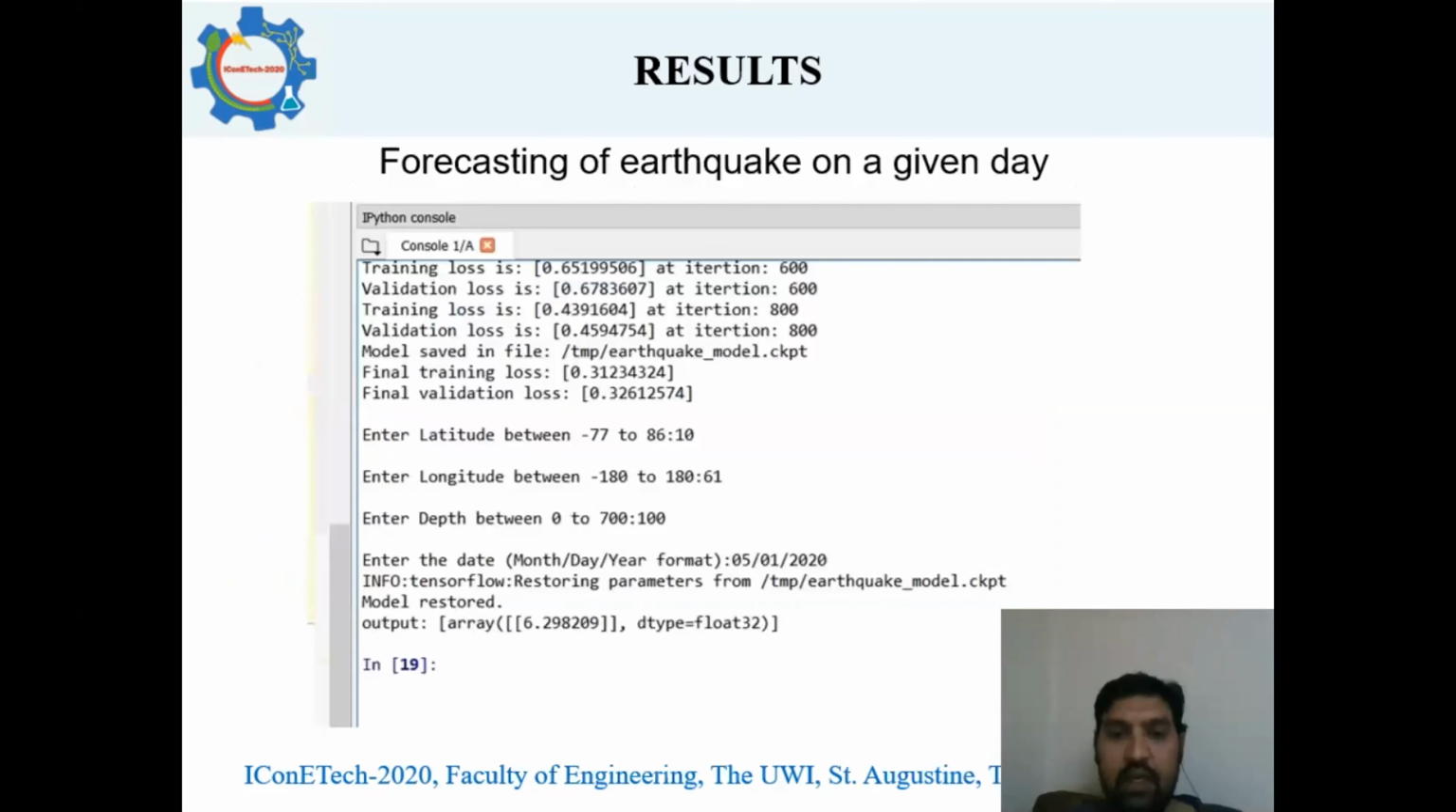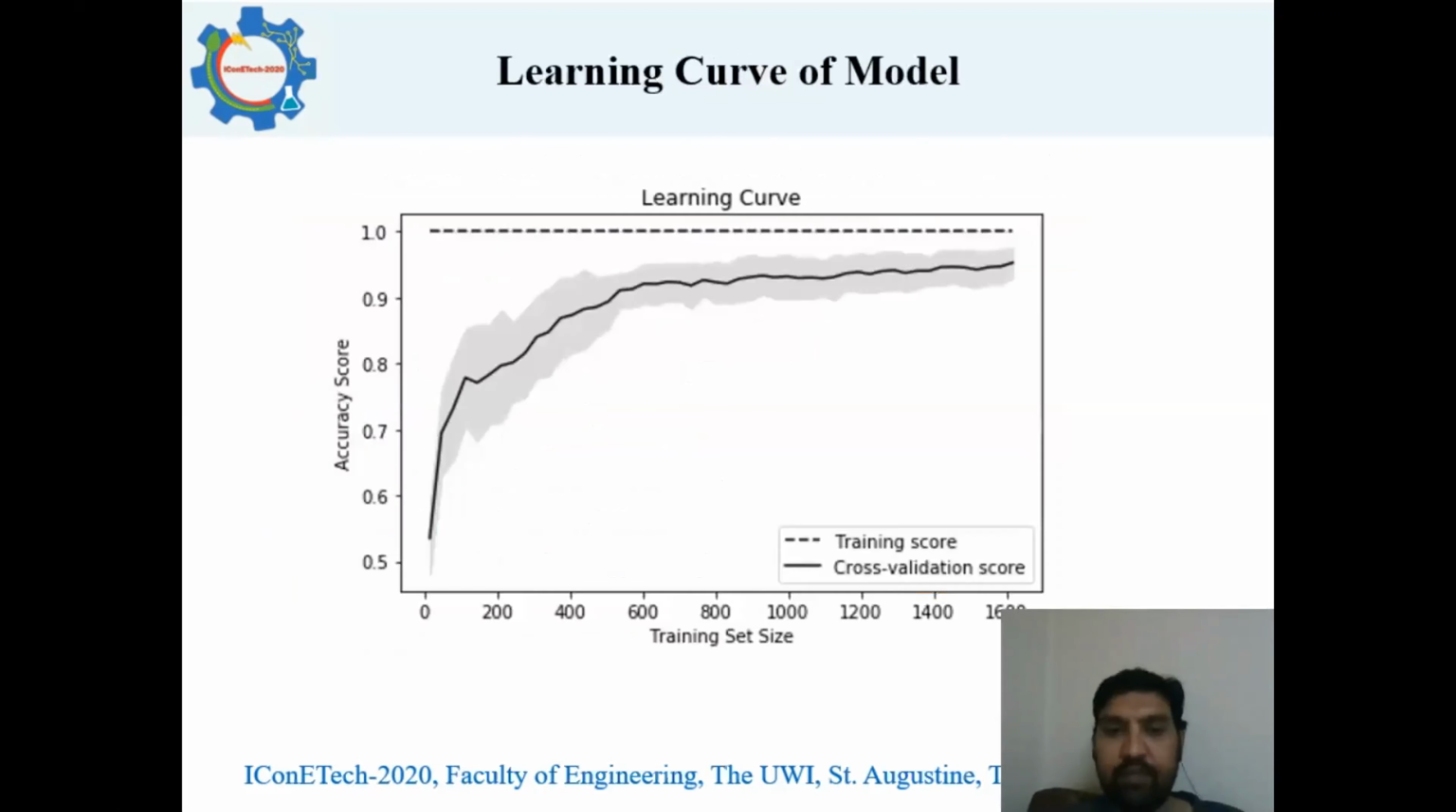This is an output of my model. It asks you to enter the latitude, longitude, the depth, and the day, that is, when and where and at what depth the earthquake happens. When we enter these values, it generates an output, which is the forecasted magnitude of the earthquake on that particular day.